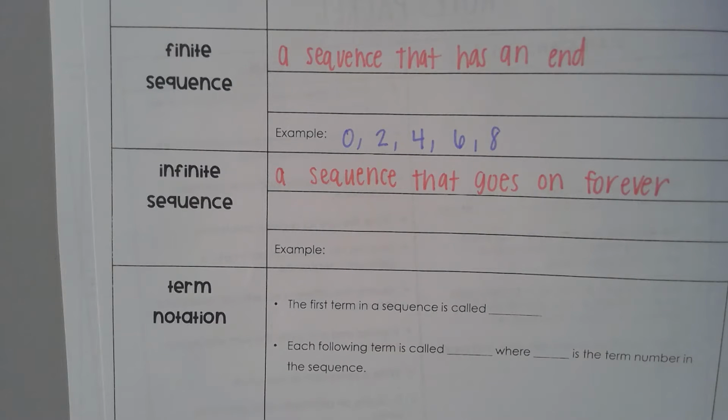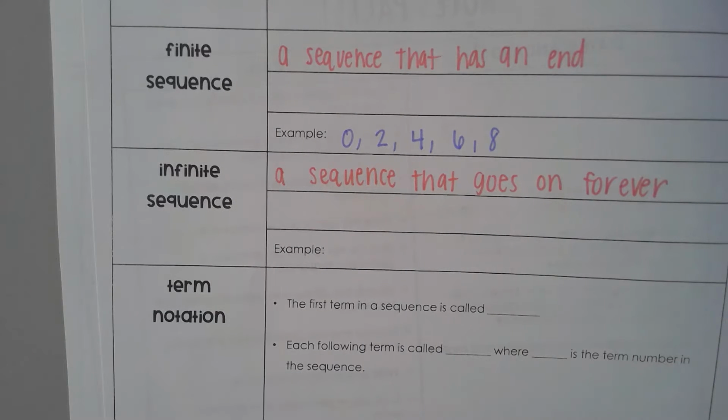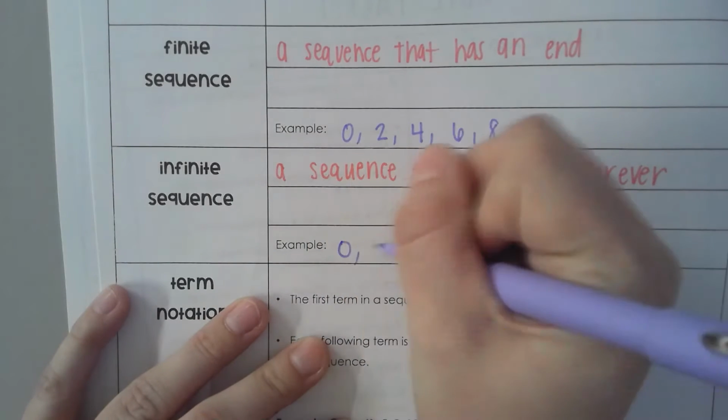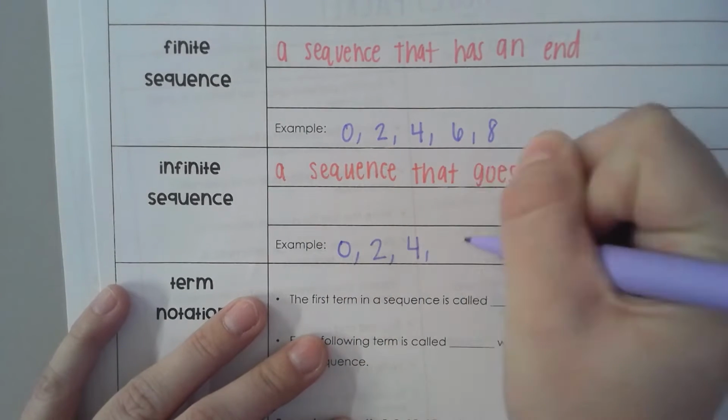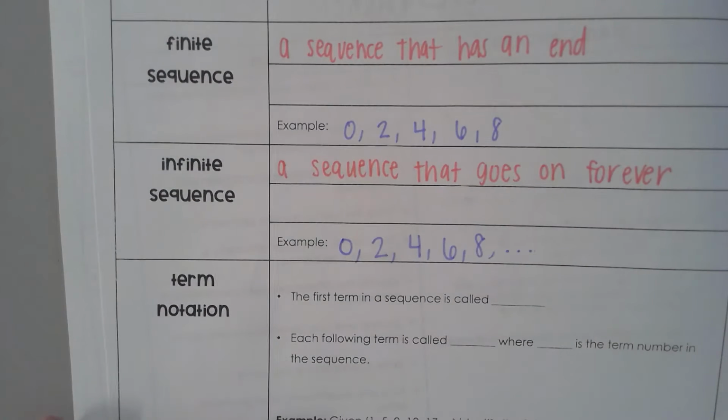Now, obviously, I cannot sit and create a pattern and just keep writing forever. I'd sit here until I died. So, how could you show that numbers go on forever? We're going to use dot, dot, dot. It seems a whole lot more simple, so 0, 2, 4, 6, 8, dot, dot, dot. That means it goes on forever.